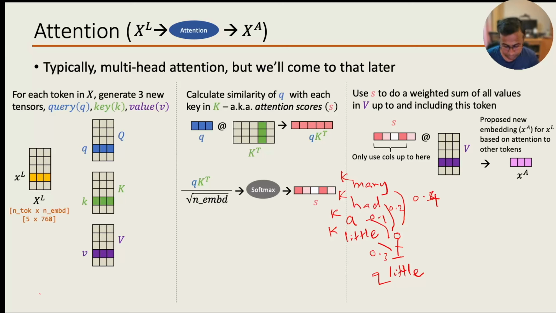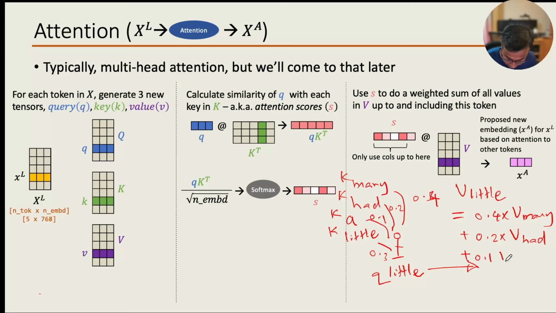Now these are my attention scores, and my interest is I want to create a new value for this little. So I want the new value of little to be something like this: 0.4 times the value of Mary, plus 0.2 times the value of had, plus 0.1 times the value of A, plus 0.3 times the value of little. So I want to project a new value for the token little, and I do that by taking the weighted sum, and the weights are coming from the similarity scores. So this is what we get in this new projected value.